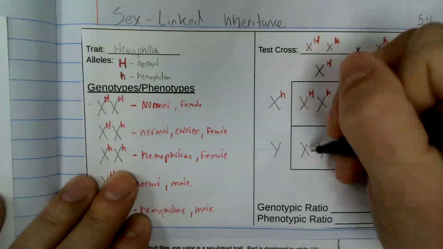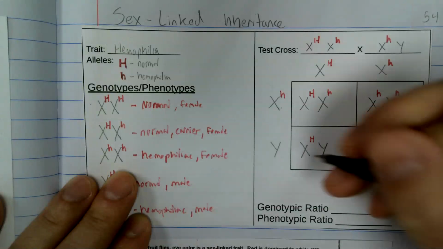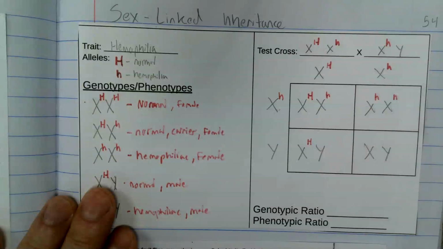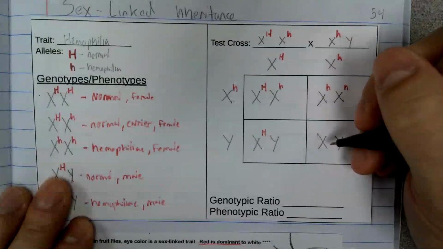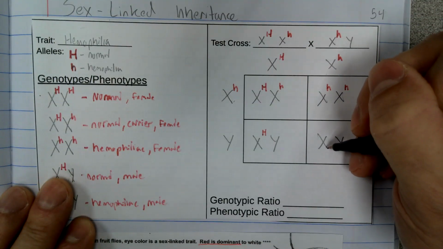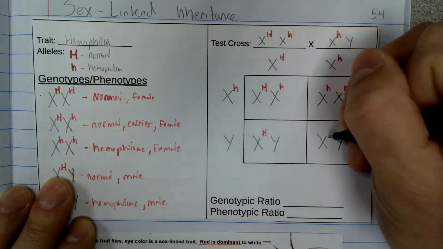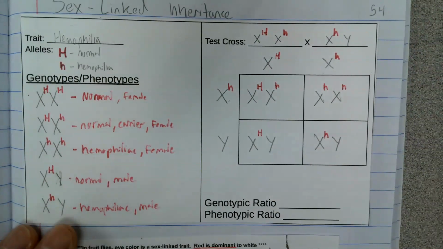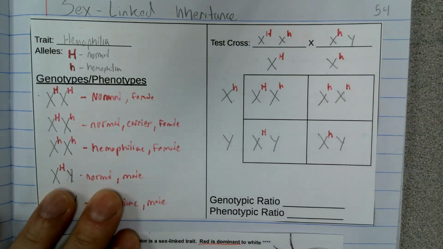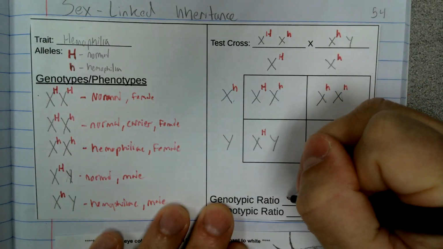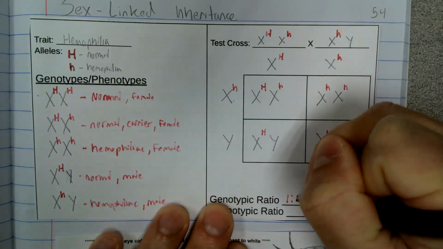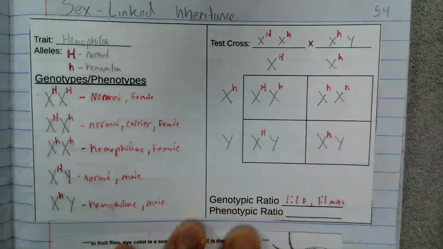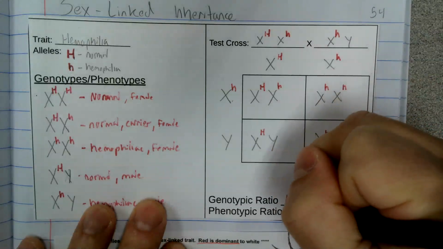This male right here got a normal allele from mom and a Y from dad. The Y's, again, don't have the allele on it because it's X-linked, not Y-linked. This male right here, we could get a hemophilia allele from mom and nothing from dad. So for our ratios here, we've got 1:1 with females and 1:1 with males. And same with the phenotypes.